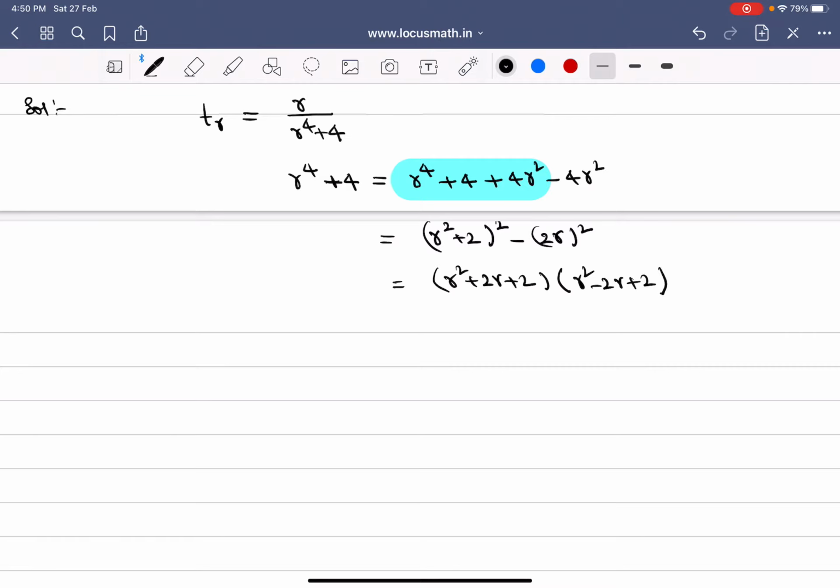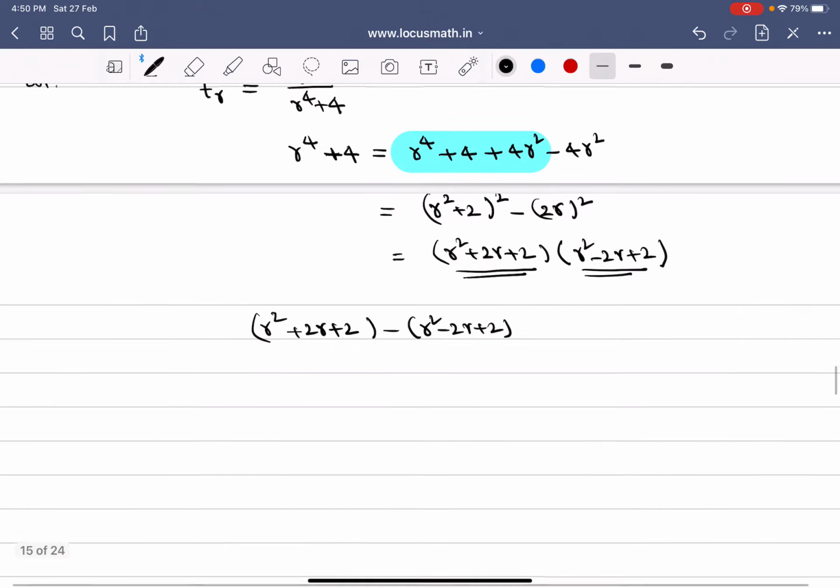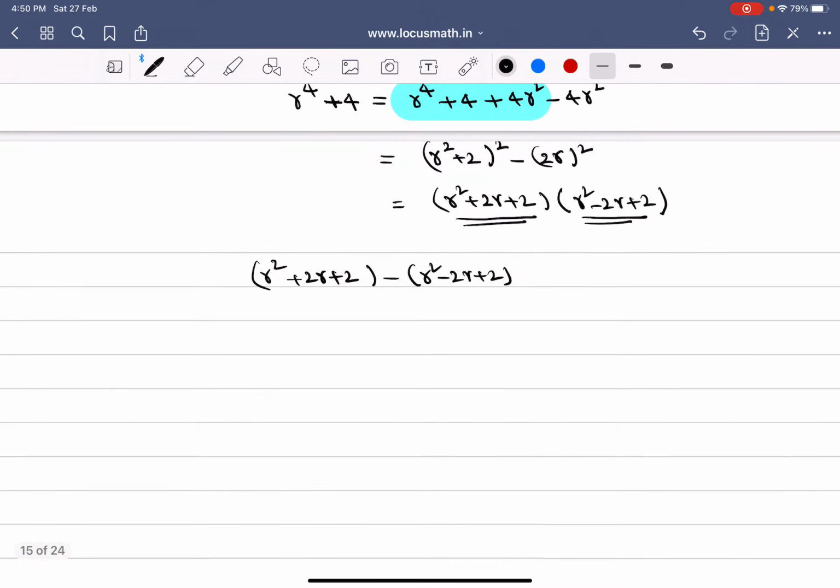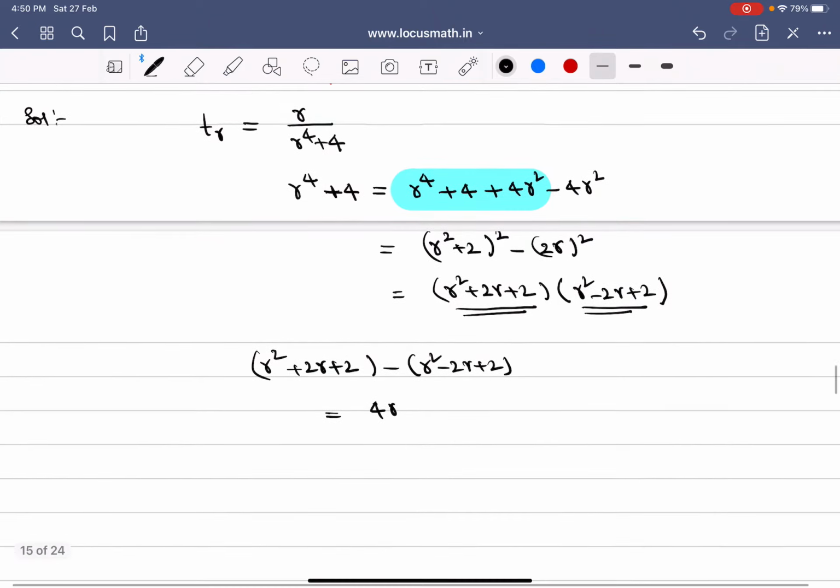Now find the difference of these two factors, that is, r square plus 2r plus 2 minus (r square minus 2r plus 2). So here r square and 2 get cancelled, 2r plus 2r, that is 4r. So the difference of these two factors is 4r.